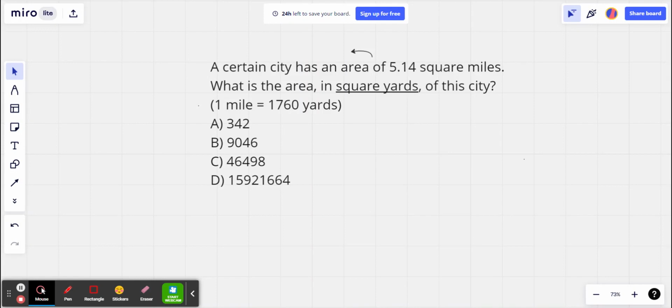Alright, this problem appears on the digital SAT. A lot of students struggle on this because conversions are tricky and people want to take shortcuts, and it's very tempting to take those shortcuts. So go ahead, pause the video, try this on your own now.